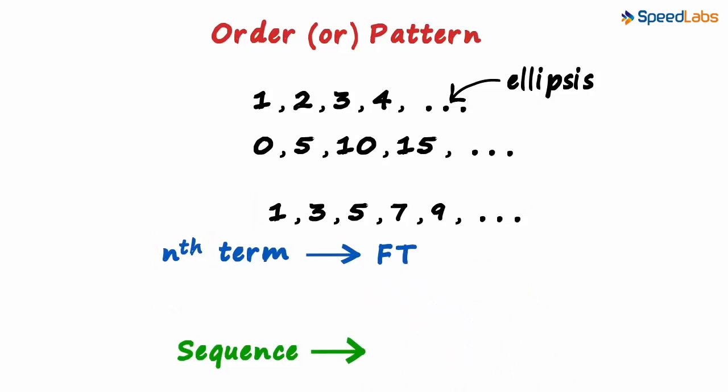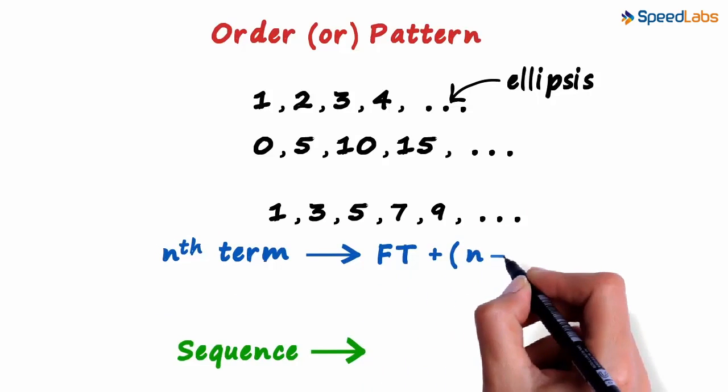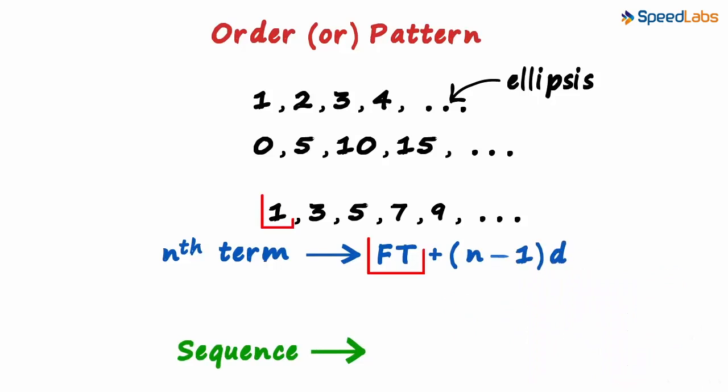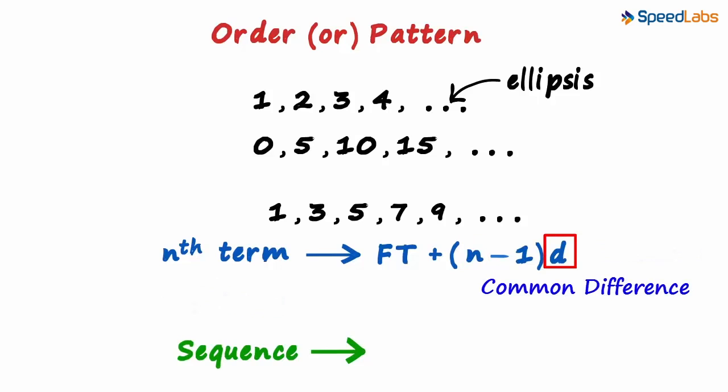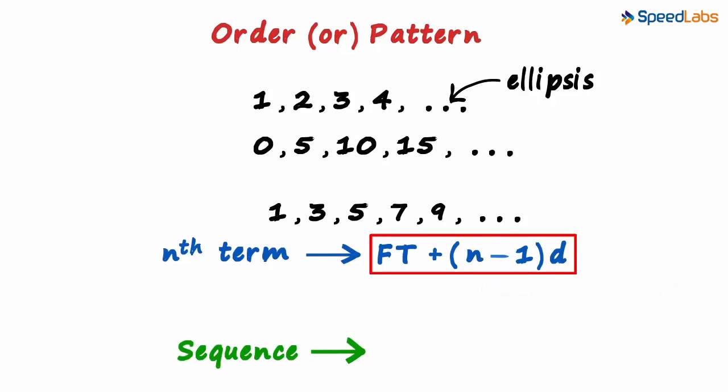It is the first term plus n minus 1 times d. f is the first term. n is the term number. So if we want to find the 31st term, we just substitute 31 in place of n. And d is called the difference between any 2 continuous terms. It's called the common difference. It's extremely simple to derive this formula, but you don't really need to know it for your exams. So don't dwell too much over it.